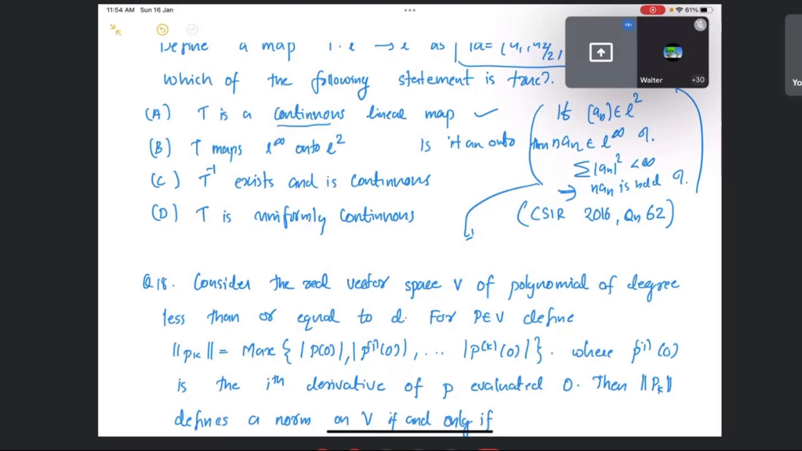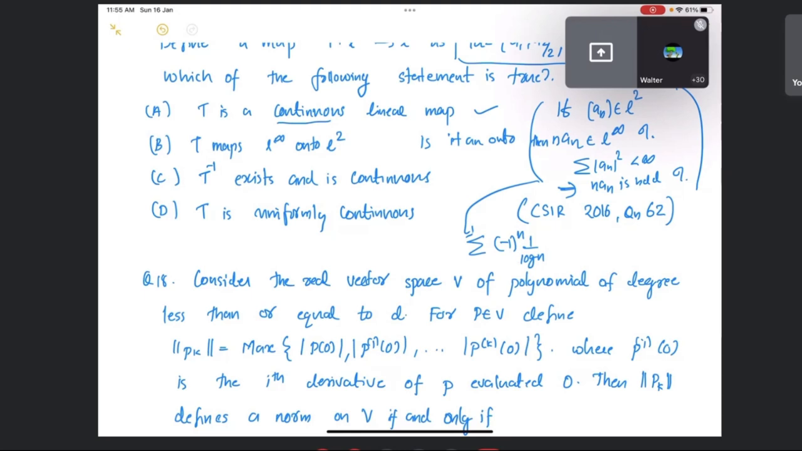So one example that I got is this. If you take (-1)^n by 1/n, 1/√n, I guess. Does this sequence converge? I mean, if you take log n, I think this series converges, right? Yeah. And what about the square of this series? Does it converge? Yes, 1/log n whole square.